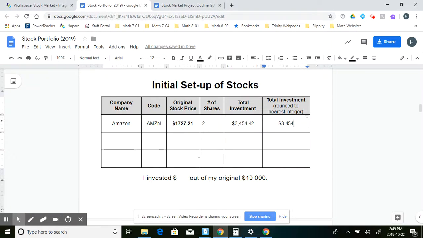I'm going to do this with 2 other companies for a total of 3 companies. And when I add up these total investments, I'm not going to exceed this amount of money. And that's my initial setup. So once I have them set up, now I need to figure out how I am going to track them from day to day to see how my stocks have done over the next 2 weeks.